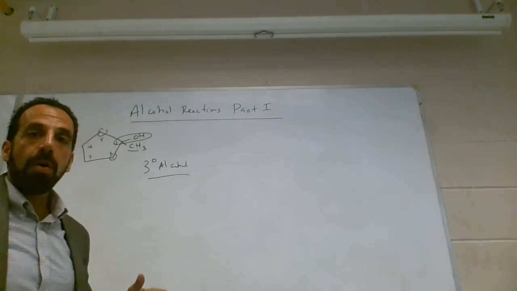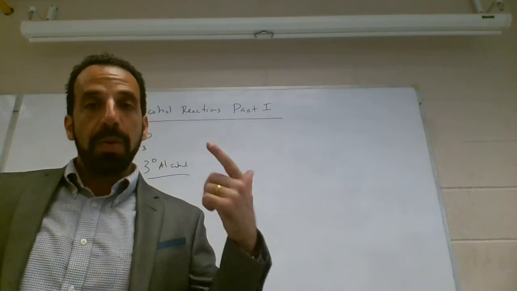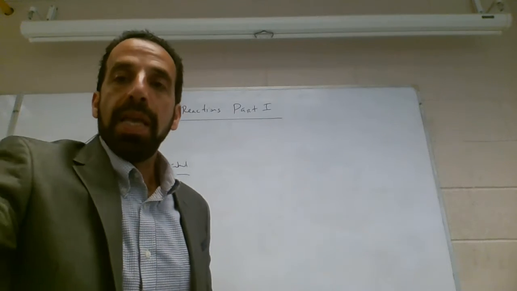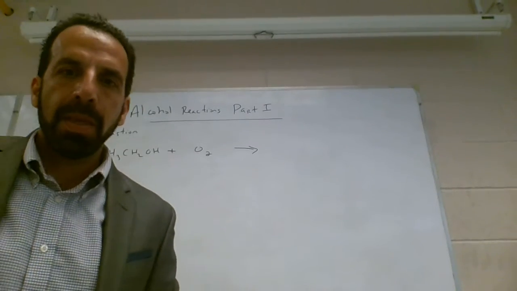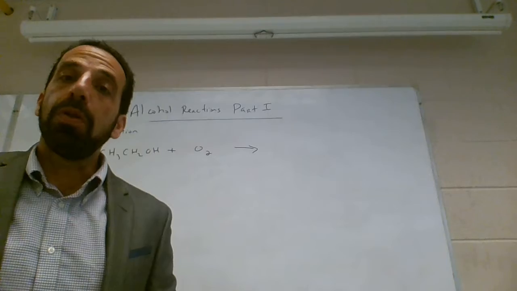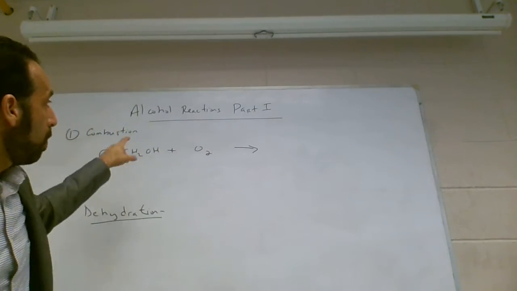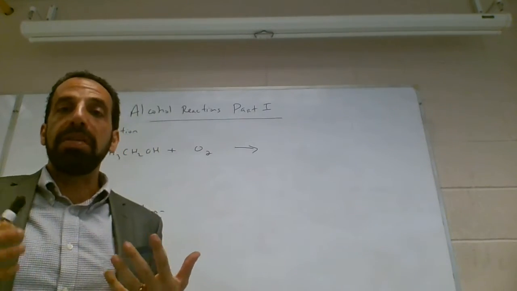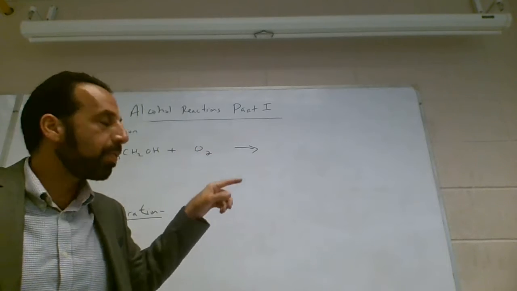And again, these things all react differently, as you'll see in a second. So this is why we have to classify primary, secondary, or tertiary. First type of reaction we're going to look at is something we've done before. We're going to look at combustion. So combustion, basically, you react with oxygen. In this case, we have alcohol.